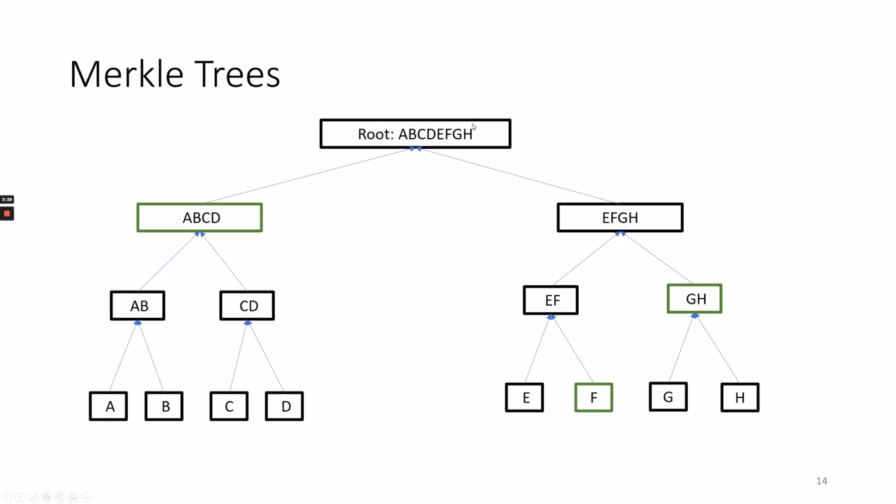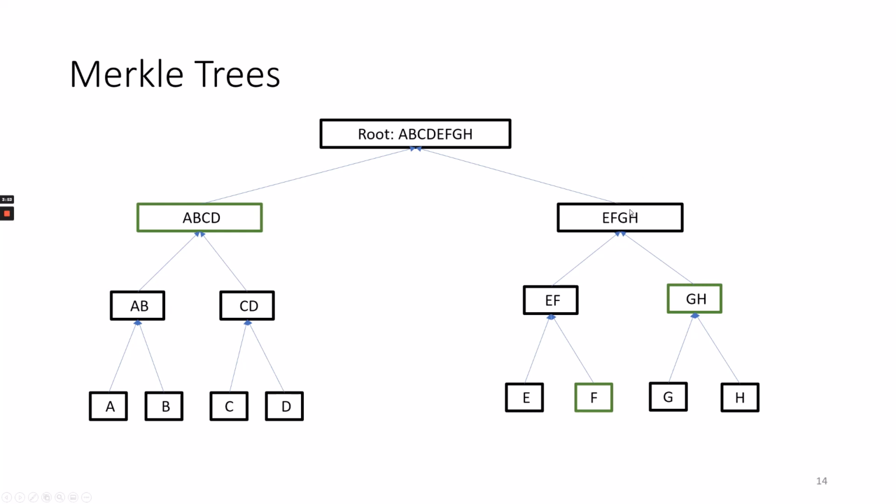But if we go down one level, ABCD will not be different. This is because E prime, which is where the transaction is different, has nothing to do with ABCD, because ABCD is simply a hash of the transactions A, B, C, and D. Therefore, this would be the same. So immediately we can cut out half of the search space and we wouldn't need to look at the left. We would now focus on EFGH.